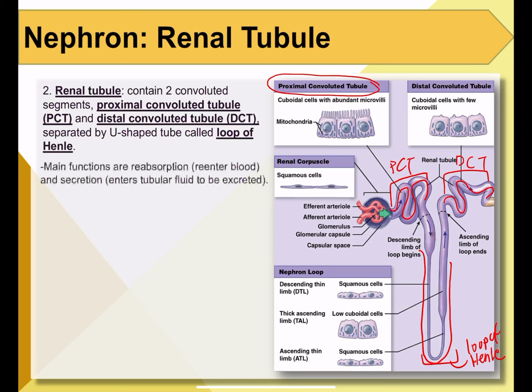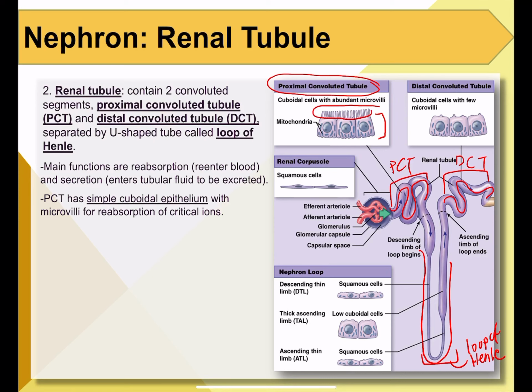All right. So the type of epithelium that makes up these three parts of the renal tubule also differs. The epithelium of the PCT is simple cuboidal epithelium, but it has lots of microvilli for reabsorption. Most of the reabsorption of critical ions happens within the PCT of the nephron. So that's why they have a lot of those microvilli for a lot of reabsorption.